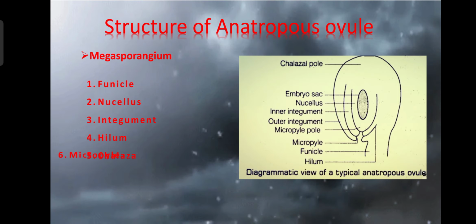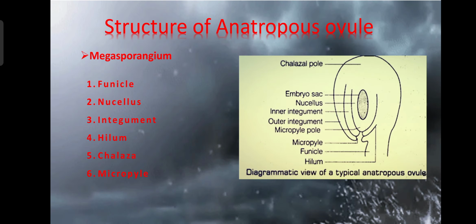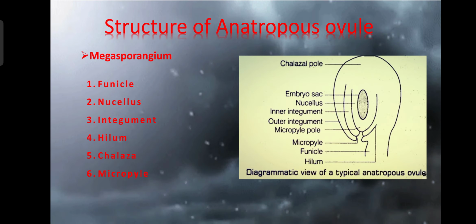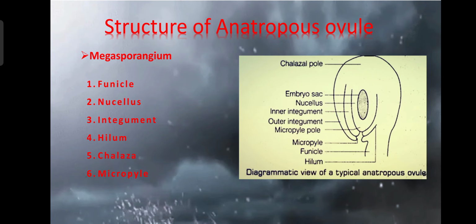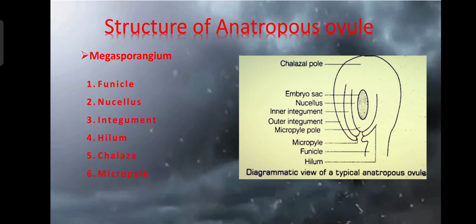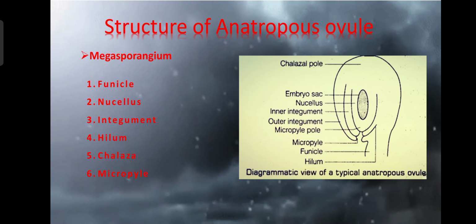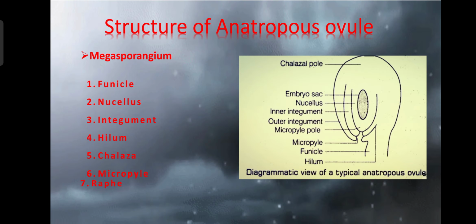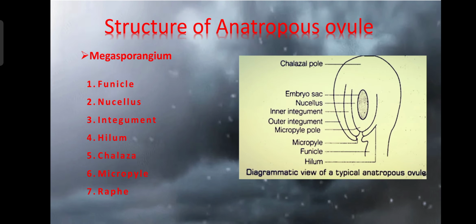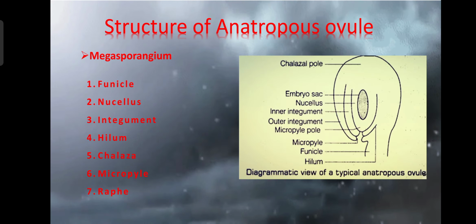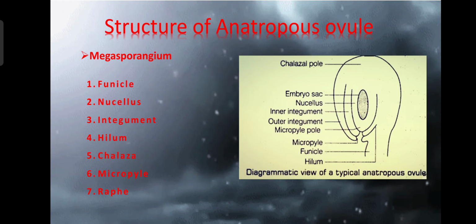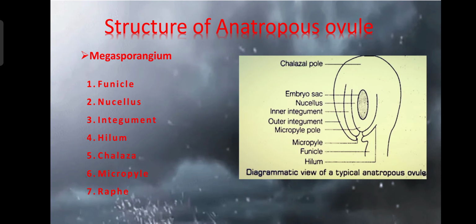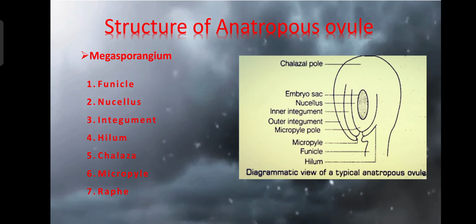The next is micropyle. Micropyle is a small gap or opening that is left at the opposite part of the chalaza. On the side opposite the chalaza there is a small gap, a small opening. This gap or opening is called the micropyle. Next, raphe. Raphe is a small ridge that extends from the funicle up to the chalazal end. It is a small ridge that usually extends from the funicle to the chalaza.